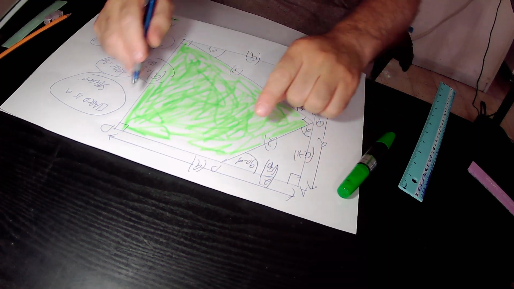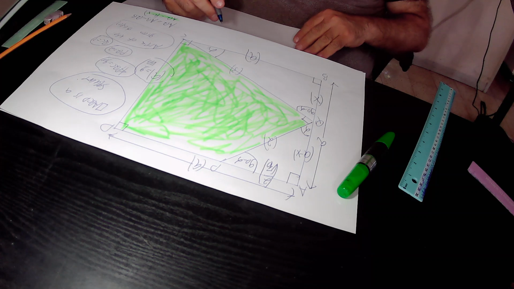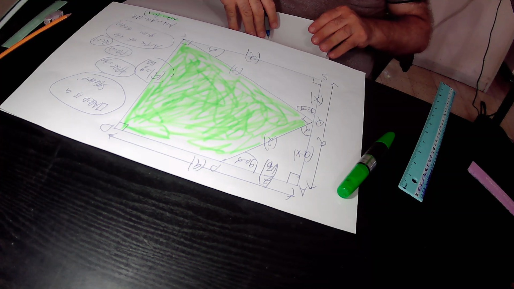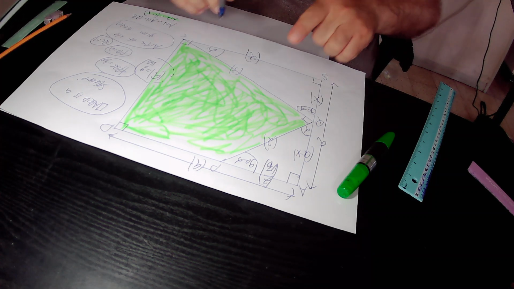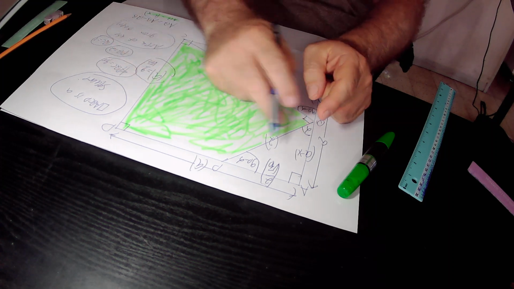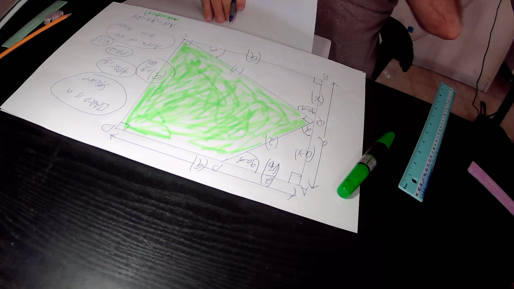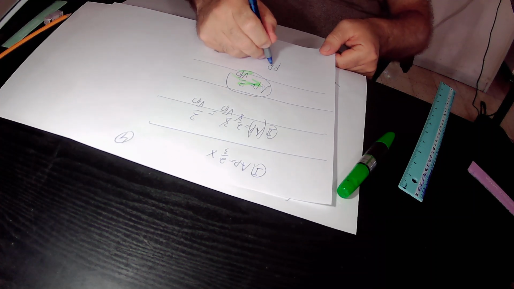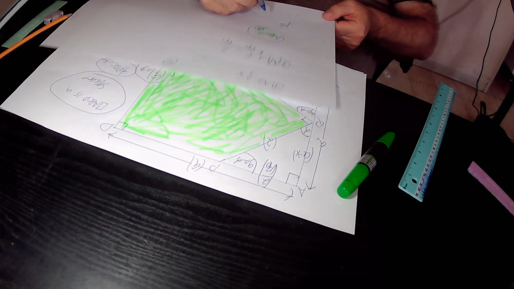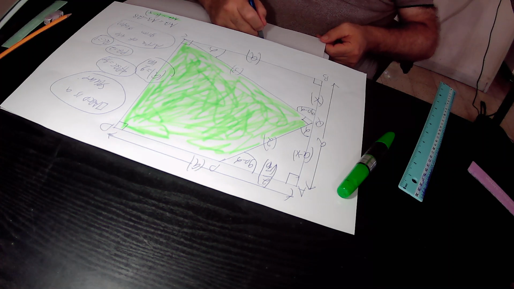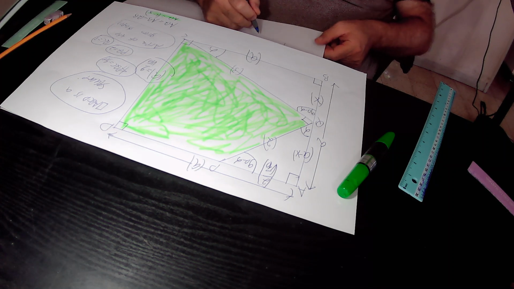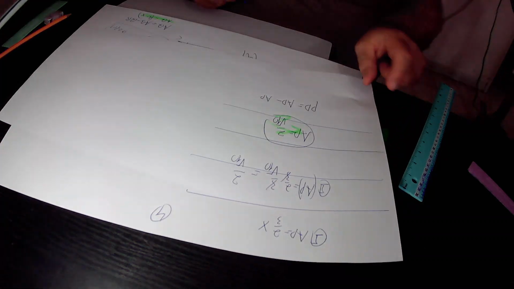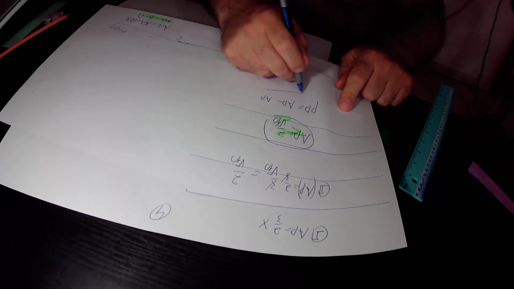What is the length of line segment PD? From the drawing, it is very easy to see that PD equals AD minus AP. So write it down. PD equals AD minus AP. Again, PD equals AD minus AP.